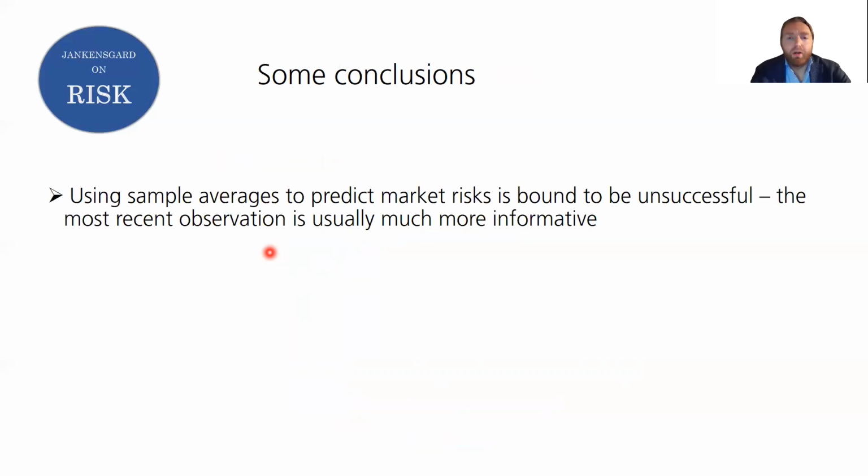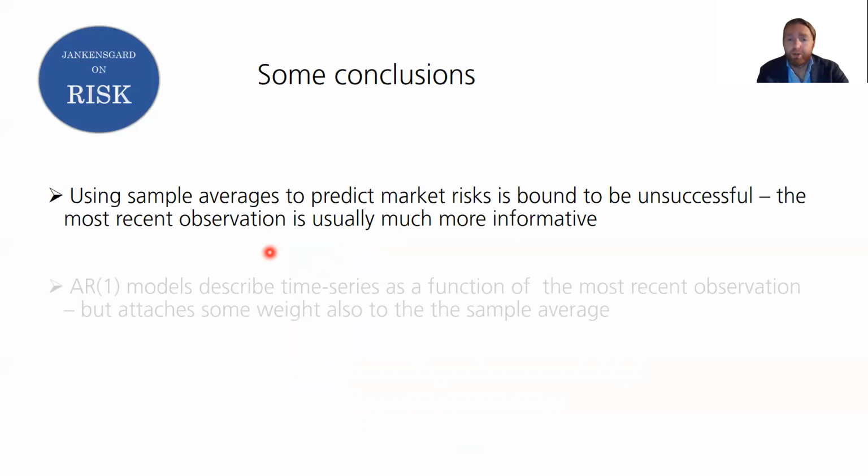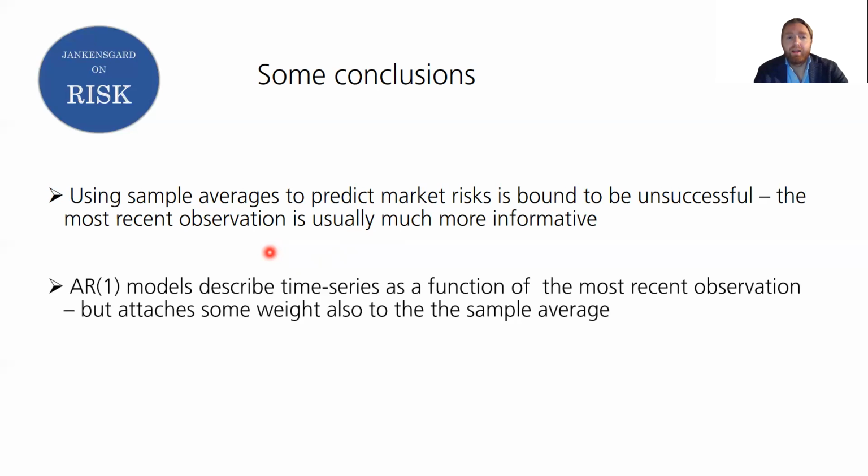All right, so some conclusions then. We can try to use the sample average to predict market risk. We're not going to be successful at that. The current market observation, or the most recent observation, tends to be much more informative. You're going to do much better using that as a forecast. The AR1 model attaches some weight to both. A lot of weight to the most recent observation usually, but some weight to the sample average as well. So you get this mean reversion feature into the model.